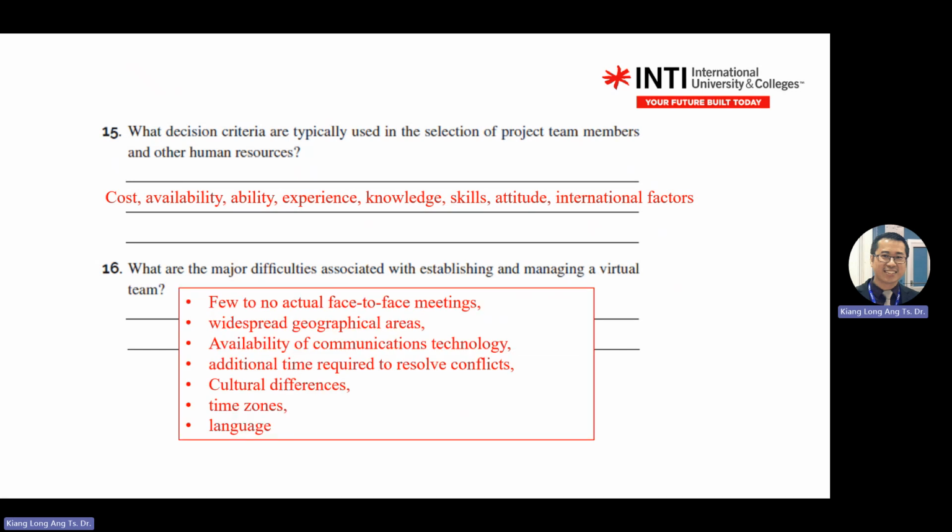16, I'll just give you an answer lah. Major difficulties associated with managing a virtual team. This question is popular during COVID time, but it is no longer as relevant nowadays. We are already post-COVID. Okay, but still, a lot of companies still allow work from home culture. Maybe when you graduate, you are also allowed to work from home. These are the difficulties when you work from home. Or you just open your computer, then you talk.